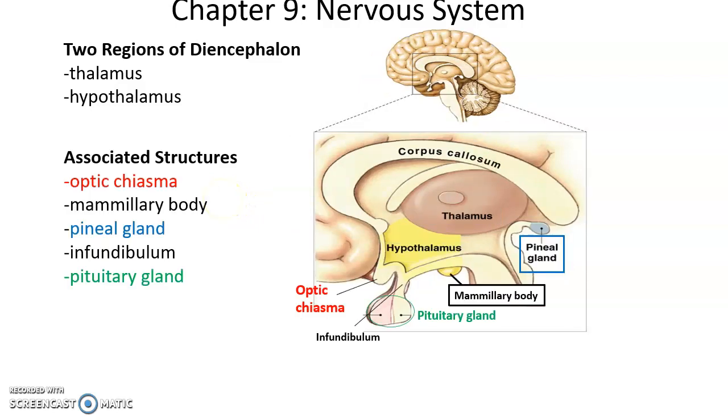There are associated structures nearby. Of course, we have on top the corpus callosum from the cerebrum. In the back, on the posterior side, is the pineal gland. Inferior to the hypothalamus is the mammillary body. Anterior, we have the optic chiasm, where the two optic nerves cross each other. And connecting the hypothalamus to the pituitary gland is this little stalk called the infundibulum.